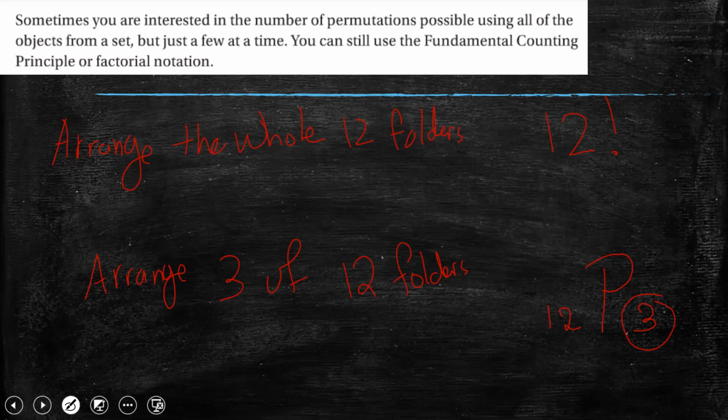So sometimes you are interested in the number using all of these objects, but sometimes you don't want to arrange all of these folders. You want to arrange a few of them. You can use the permutation way, or you can use the fundamental counting principle. What does it mean? That means I can say it is 12 times 11 times 10, and I will stop. That means I want to multiply them, and I will stop.